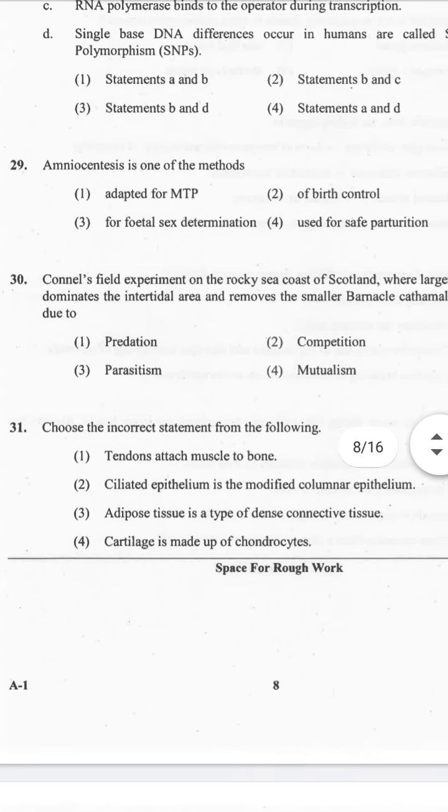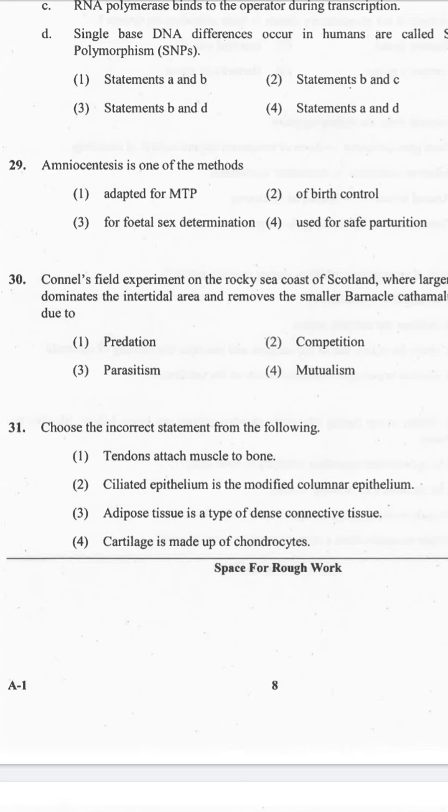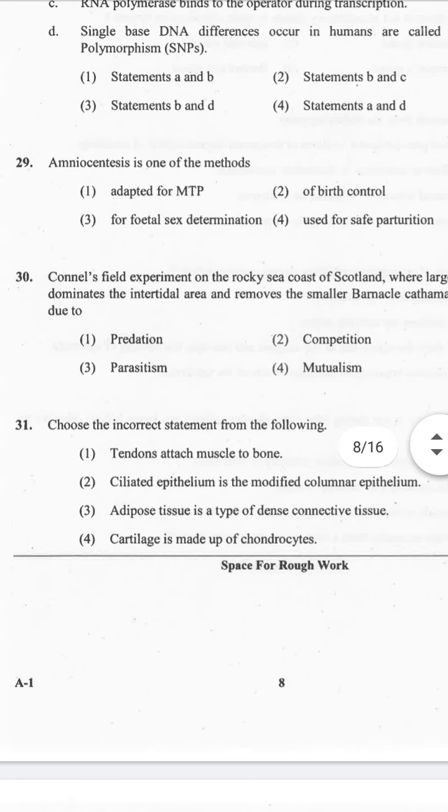Now let's go to the 31st question. Choose the incorrect statement from the following. 1. Tendons attach muscles to bone. 2. Ciliated epithelium is the most columnar epithelium. 3. Adipose tissue is a type of dense connective tissue. 4. Cartilage is made up of chondrocytes. So the correct answer is option 3.